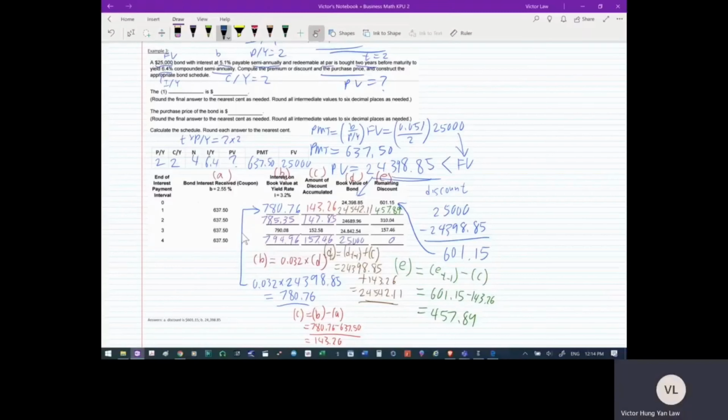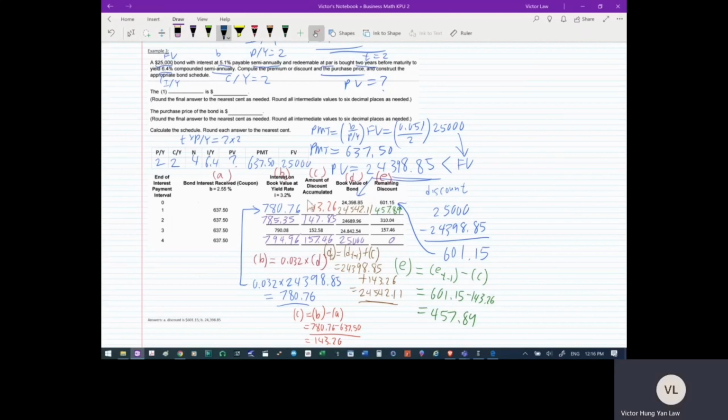Once we have the present value and the discount amount, we can complete the bond schedule. For convenience, I label each column A, B, C, D, E. Column A is your coupon payments, that is basically your PMT. Our PMT is 637.50. Column B is the interest on the book value. Column C is your amount of discount accumulated. Column D is your book value of the bond. And column E is the remaining discount. At time 0, at the beginning, our book value is our present value, 24,398.85, and the remaining discount is the 601.15 that we calculated earlier.